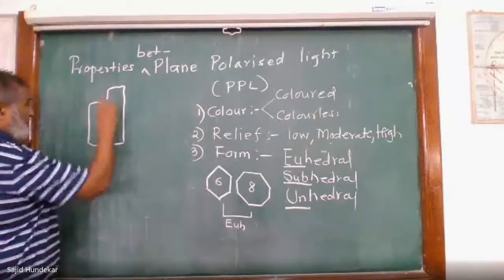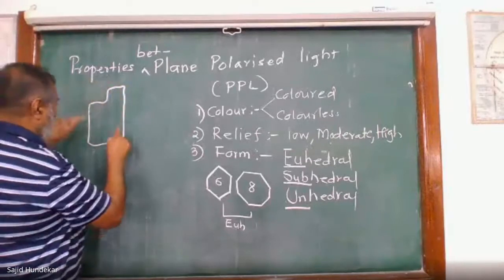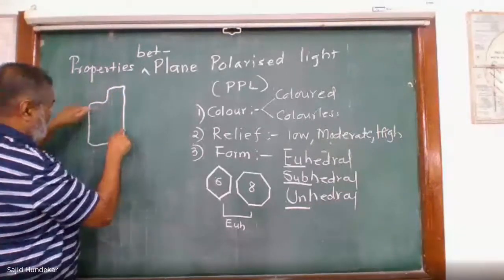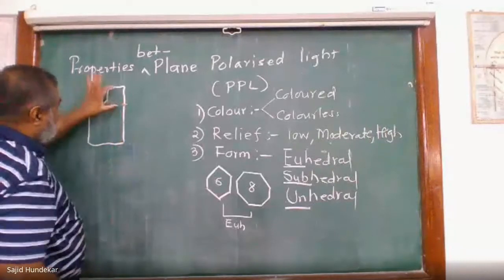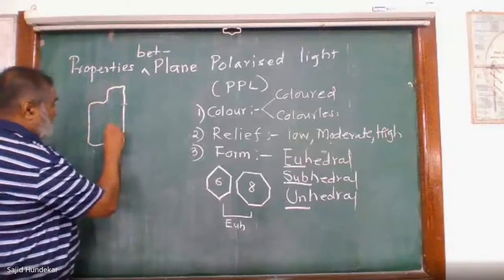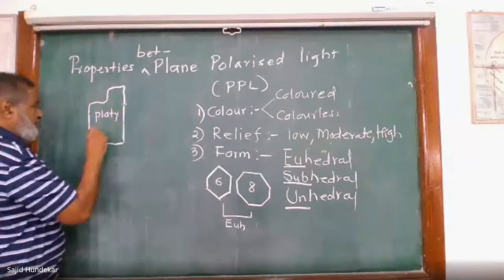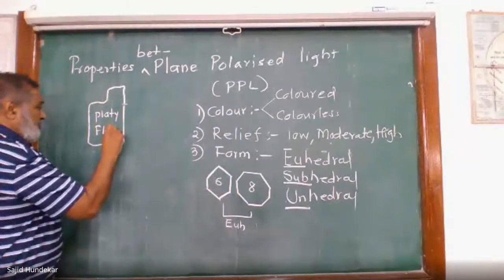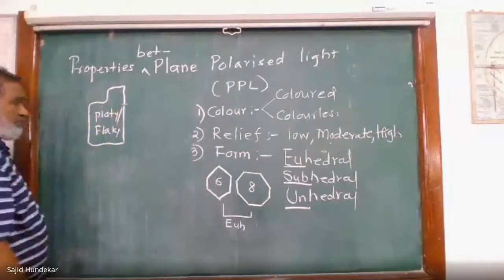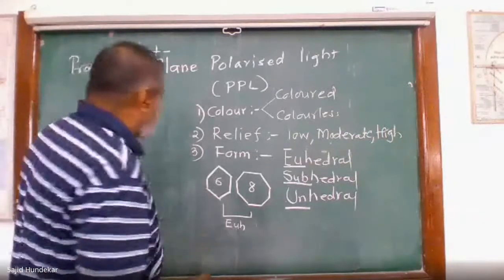And in that, if you compare length versus width, if you measure here, what happens? The length will be a little bit bigger than the width. Then this particular shape is called flaky. Biotite and muscovite will show you a flaky shape.